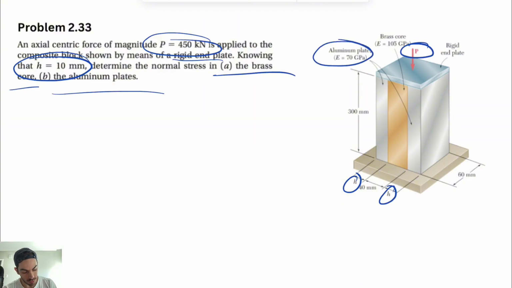So we have all the information in the figure regarding the elastic modulus for each of these two plates. The gray plates that we see are the aluminum, and the one at the core is the brass core. So I'm just going to clean up and we're going to start.